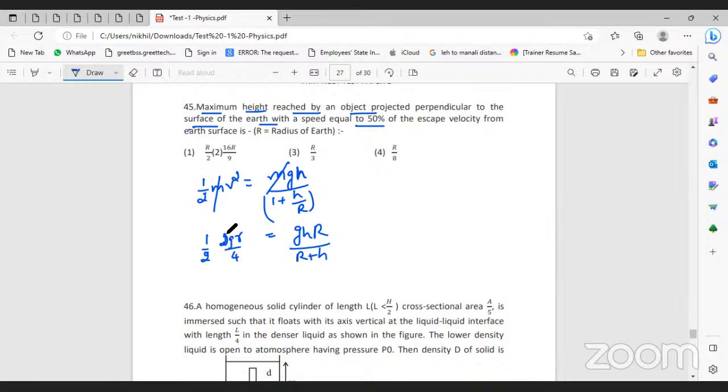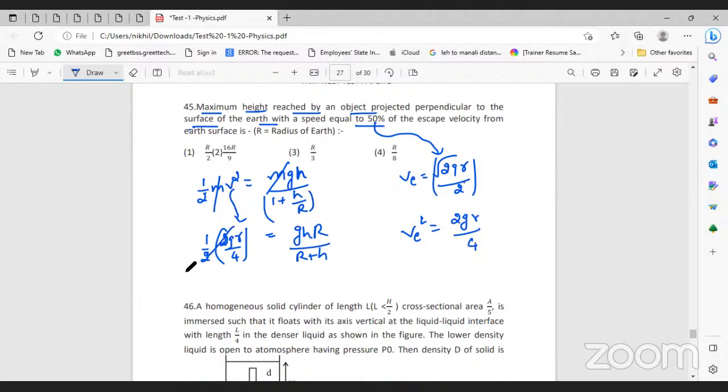So I'm going to do that here also. Escape velocity is given by root of 2GR. But here we have to take half of that because it is only coming with 50%. So the speed will be root of 2GR by 2. What is V squared then? It is 2GR by 2 squared, that is 4. So 2 and 2 are going to get cancelled out.